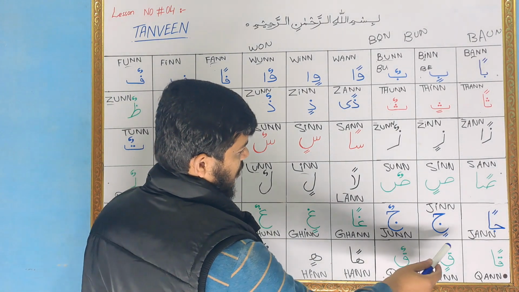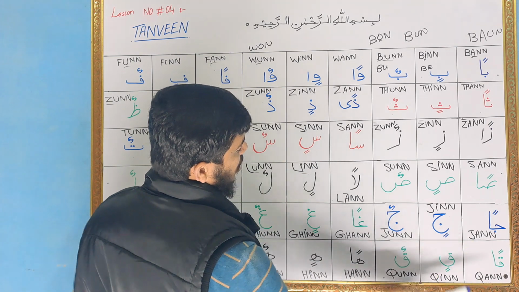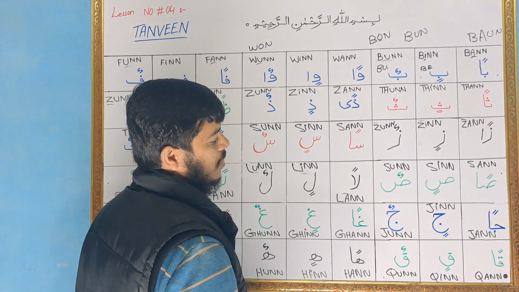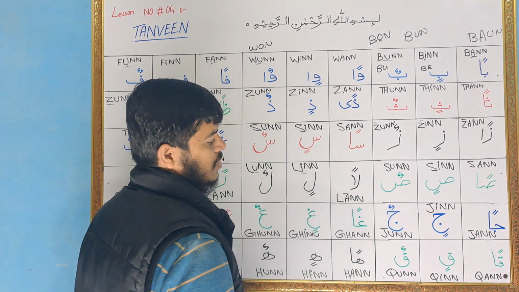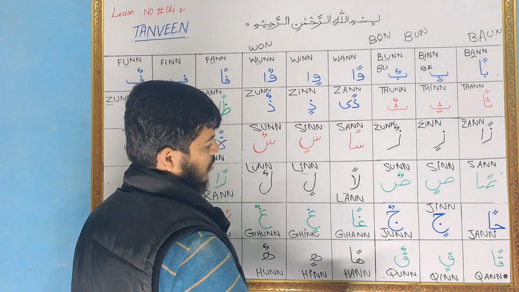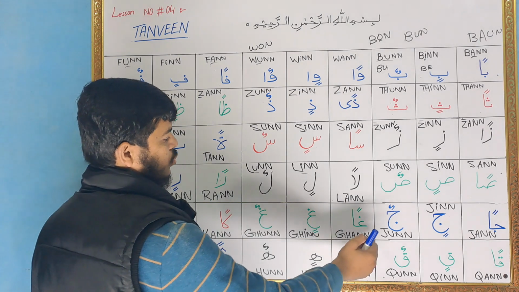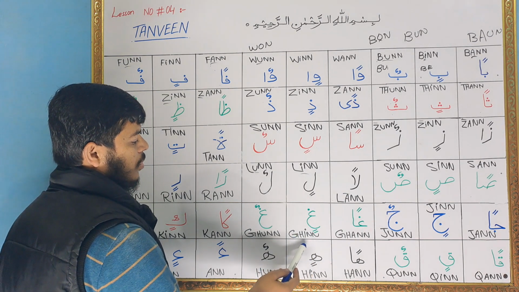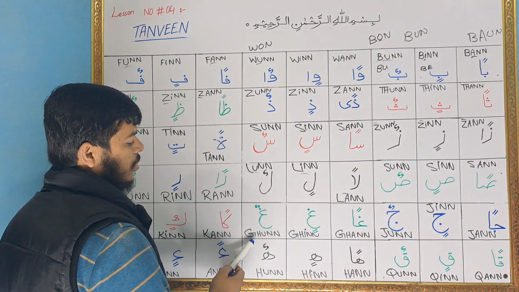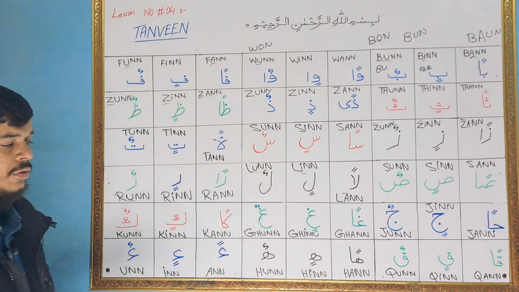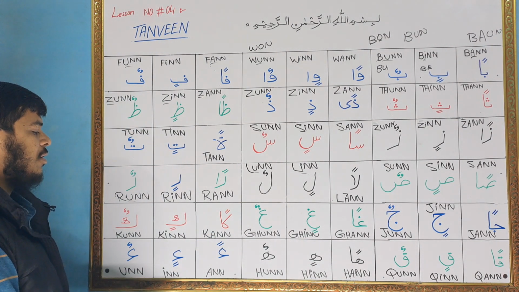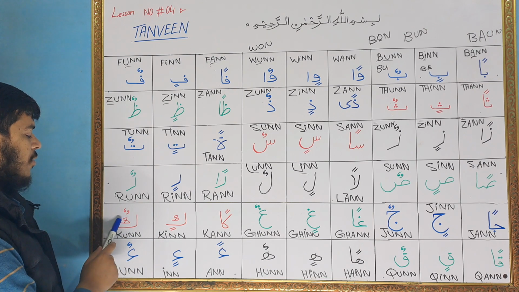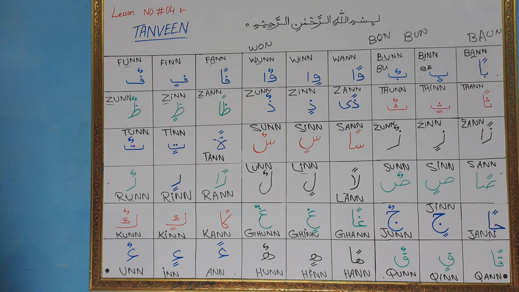Now we move to the letter Jim. Jim double Fathah, Jan, not Jane. Jim double Fathah, Jan, Jim double kasrah, Jin, Jim double Dhamma, Jun, not June. Okay, Ghain double Fathah, Ghan, Ghain double kasrah, Ghin, Ghain double Dhamma, Ghun. Kaf double Fathah, kan, kaf double kasrah, kin, kaf double Dhamma, kun.